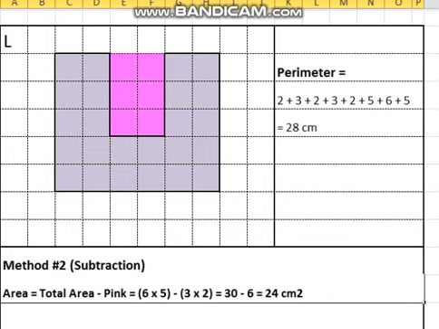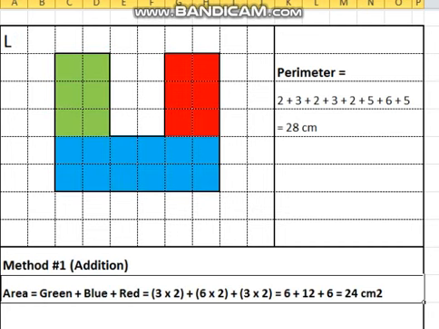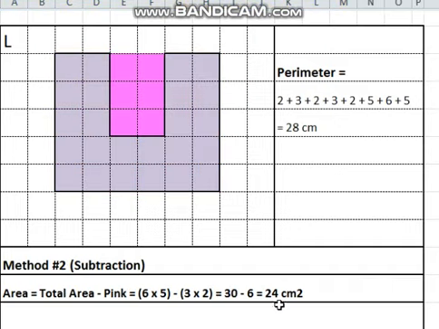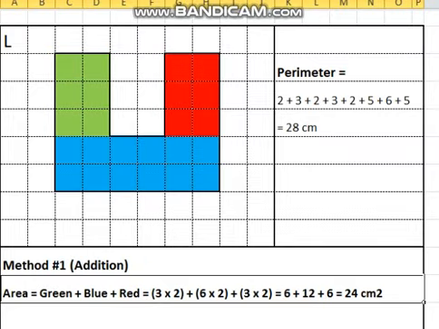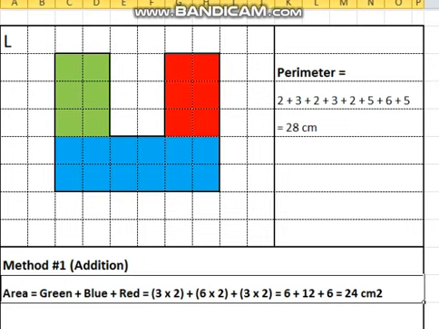So the result is the same, right? By observation, it's 24 square centimeter. By addition, it's also 24 square centimeter. By subtraction, it's also 24 square centimeter. So when you see these two methods, the first one is by addition, and the second one is by subtraction. Can you think which one is easier to use, addition or subtraction?